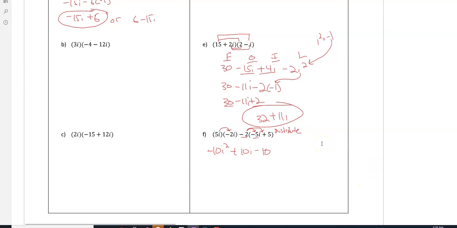None of these actually combine yet, because I have to get rid of this i squared first. So remember, i squared equals -1, so I can plug that in for i squared. So this is actually -10 times -1 plus 10i minus 10. -10 times -1 is +10, plus 10i minus 10. And look at this, 10 minus 10, those cancel. And so it leaves you with just 10i as the correct answer for F.